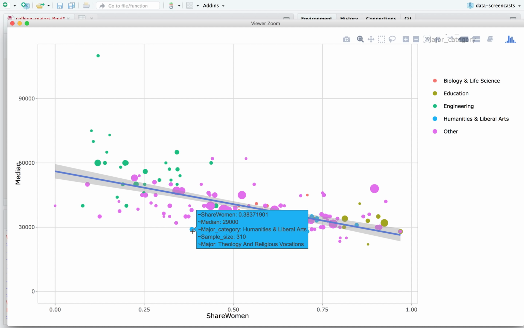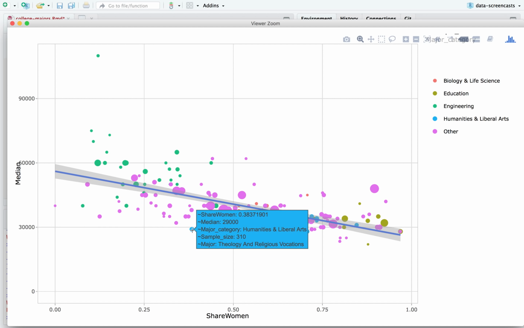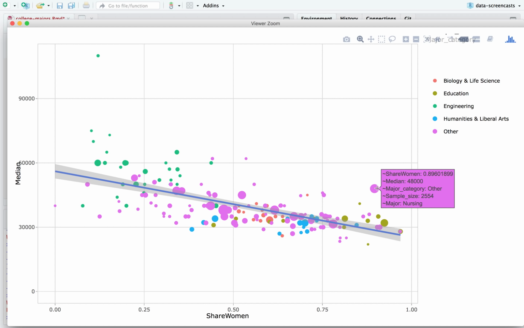Another is theology and religious vocations. We would have expected from its share of women for it to have a higher salary than it did. This is one of the, I wouldn't say outliers, but larger residuals. Both of these, forestry is another, have lower salaries than we'd have expected just based on the share of women and no other information. And finally, here's a really neat one. It's nursing. Nursing has a high fraction of women, but also a relatively high median salary. So we're seeing an outlier on the upper side.